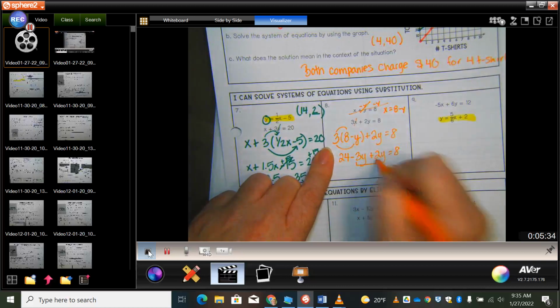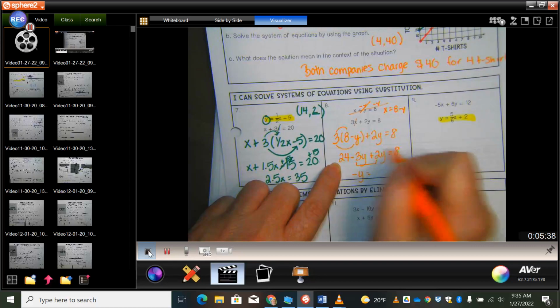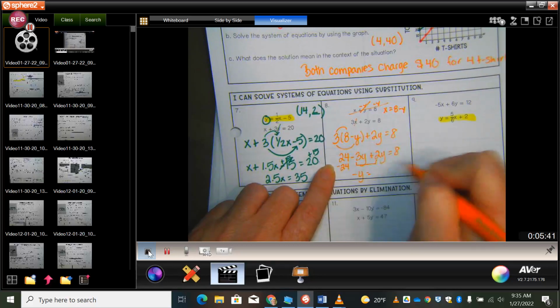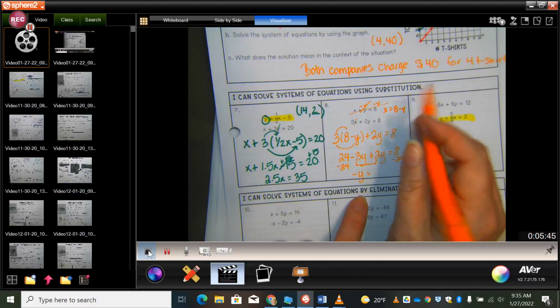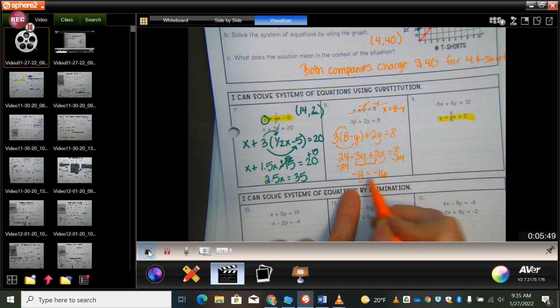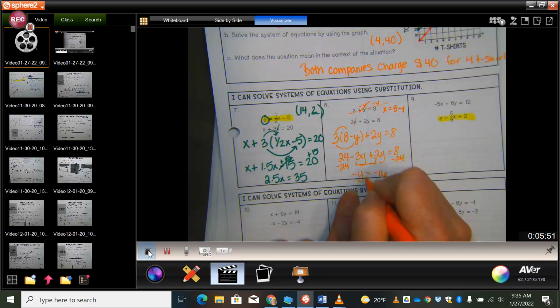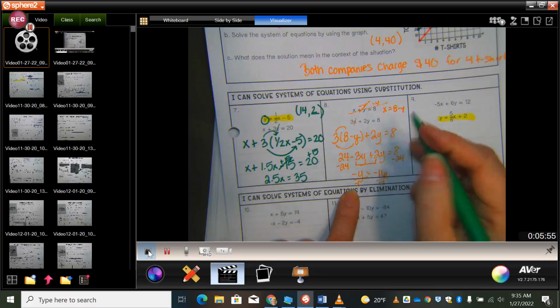I'm going to combine my like terms and I get a negative y. I want to get my constants on the other side, so I need to subtract 24 on both sides. And if I say 8 minus 24, I get a negative 16. Because I have a negative y, I really don't want a negative, so I'm going to divide both sides by negative 1. And that gives me the first part of my solution.